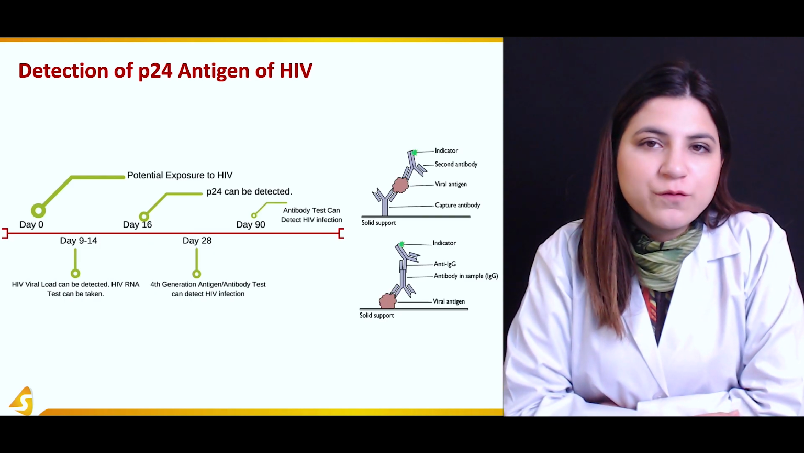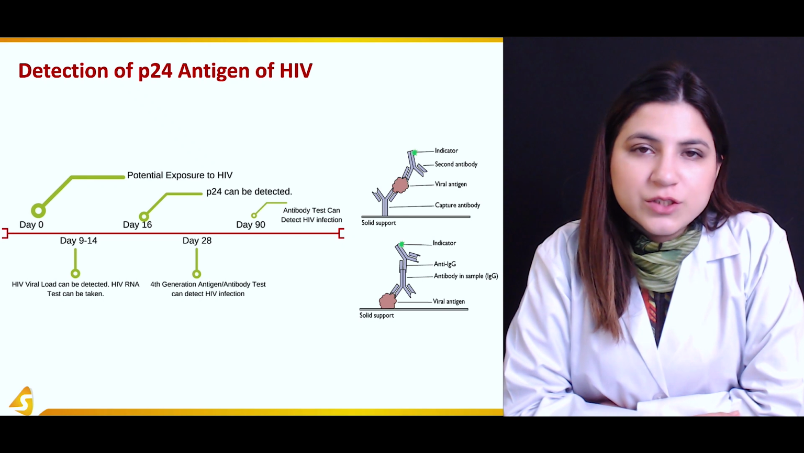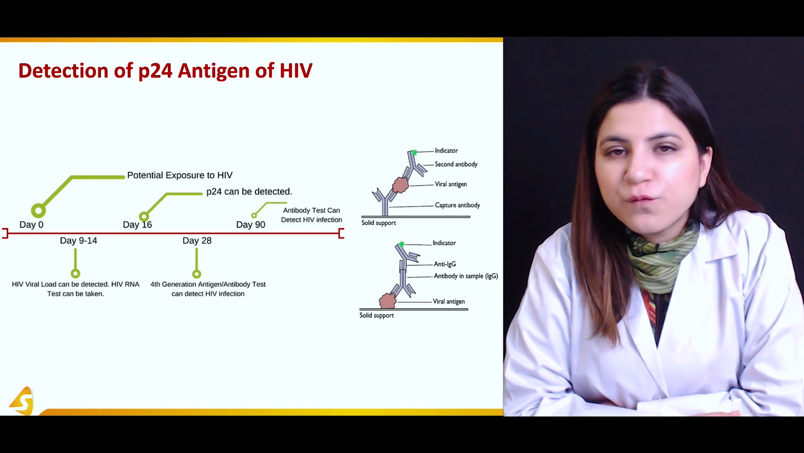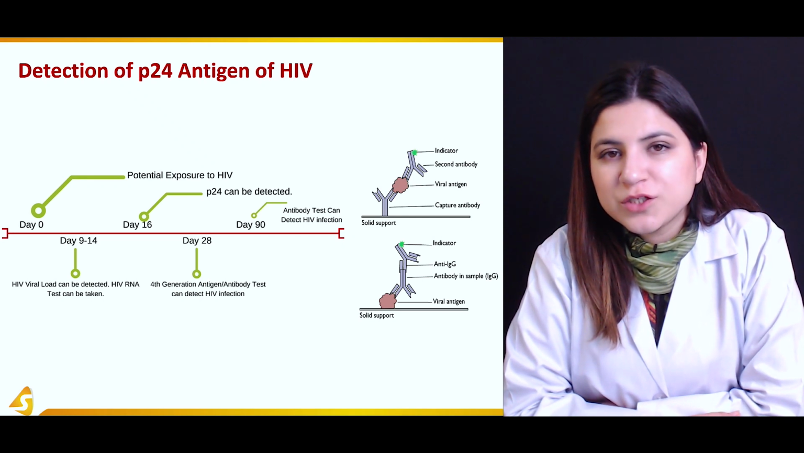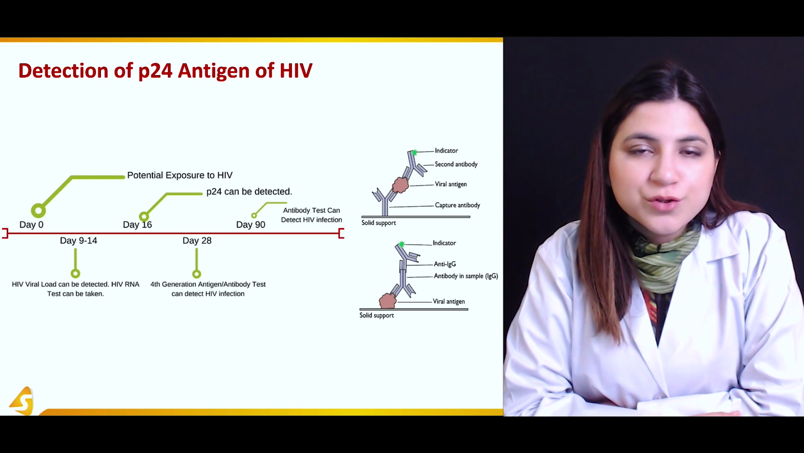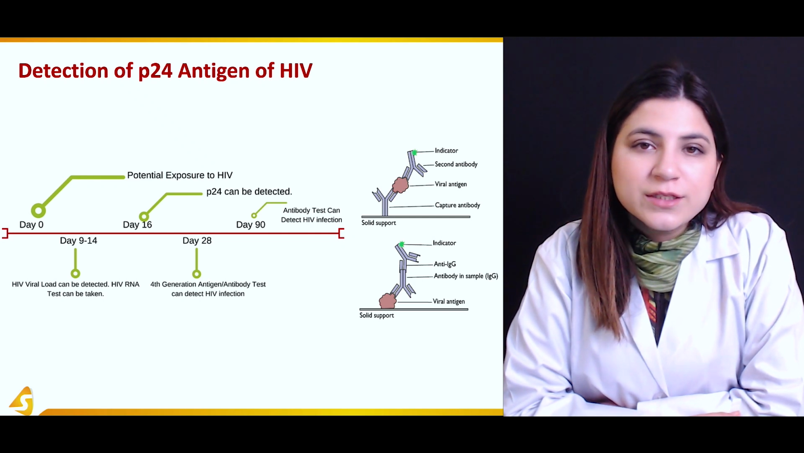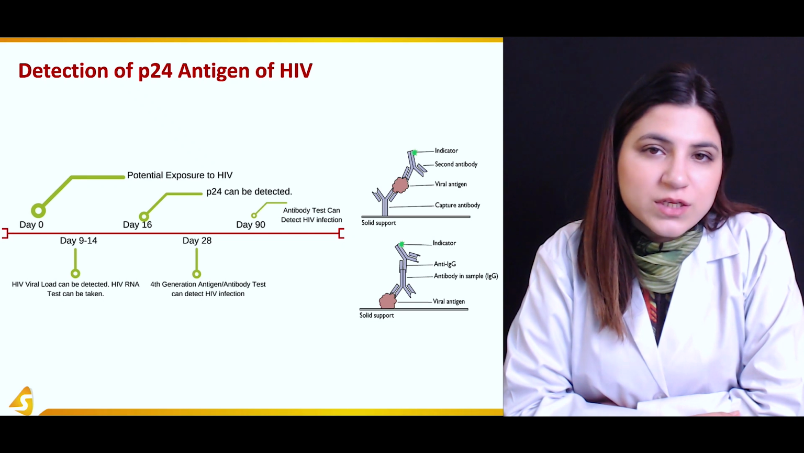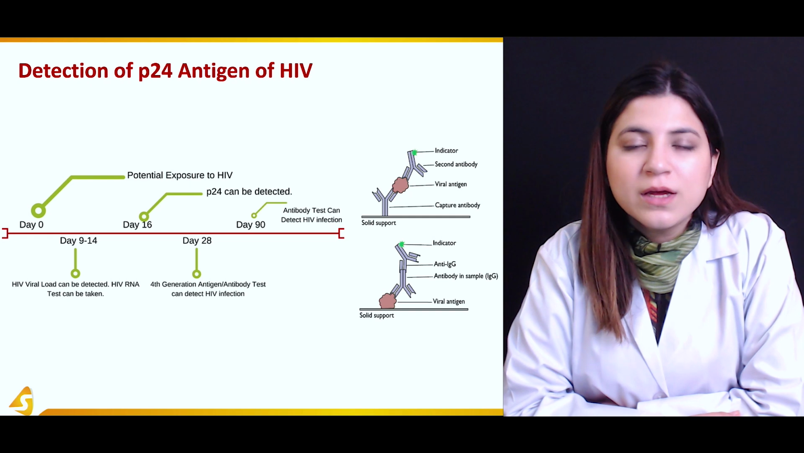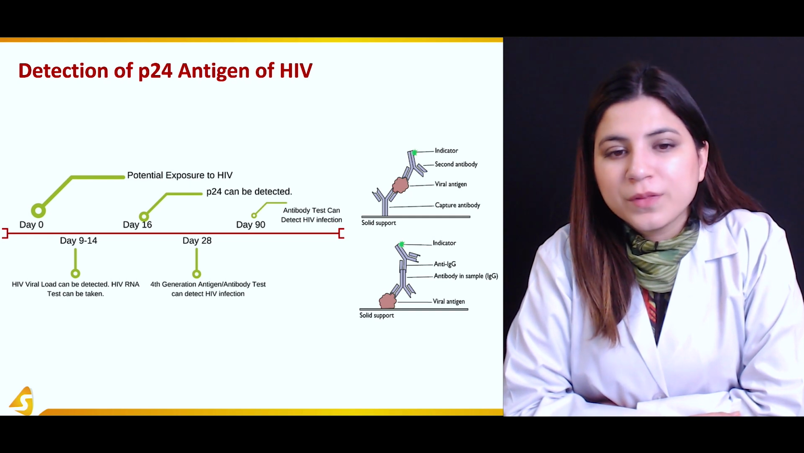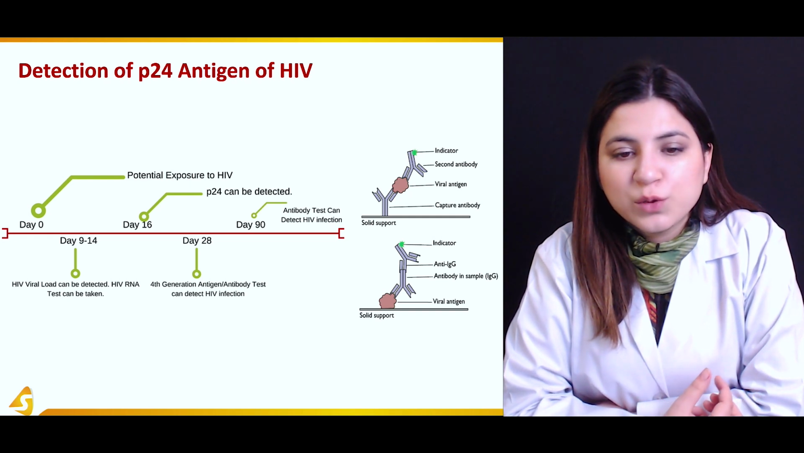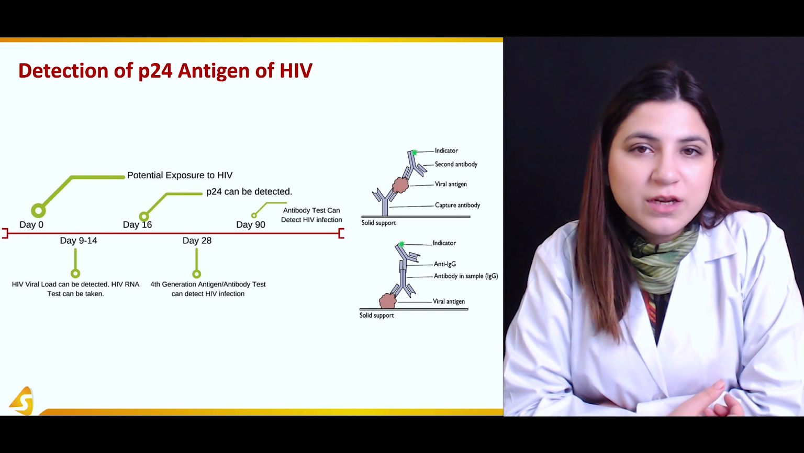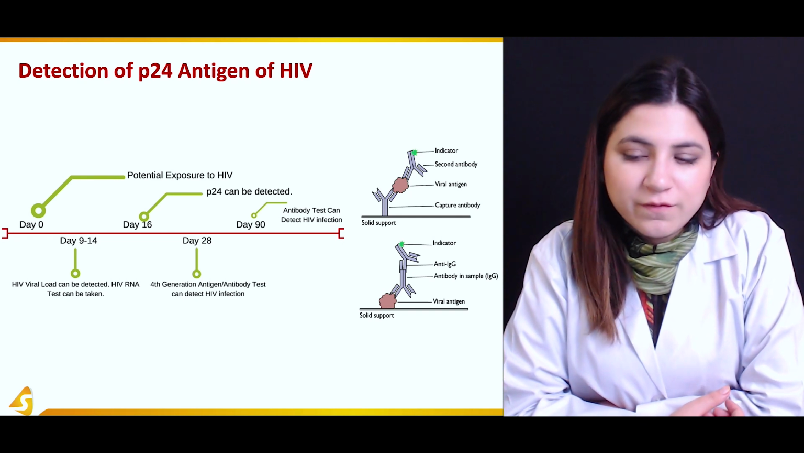The detection of P24 antigen of HIV. P24 antigen is a particular antigen that is present only during the HIV infection. And so if we detect the presence of this antigen inside the body, then it will mean that the patient has been infected by the HIV virus.